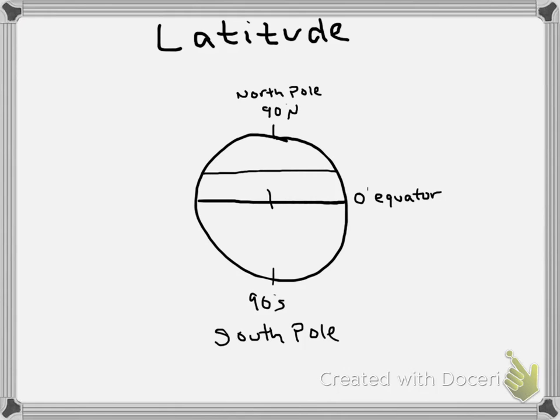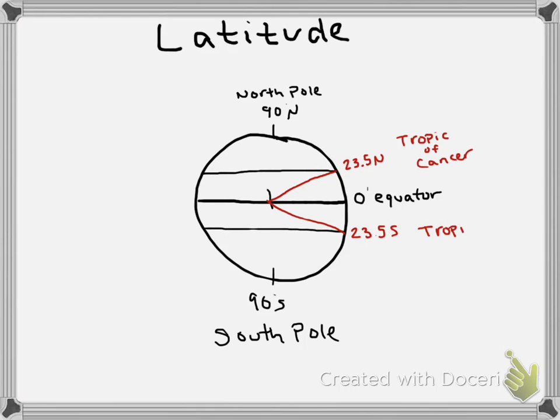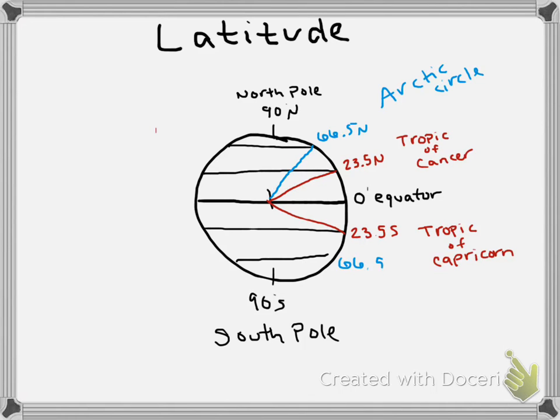If you were to draw a line stemming from the center of the Earth out to 23.5 degrees north, you'd have the Tropic of Cancer. And that's a famous line of latitude. And if you were to draw another line at 23.5 degrees south, you'd find the Tropic of Capricorn, another famous line of latitude. Two other famous lines of latitude are at 66.5 degrees north, the Arctic Circle, and 66.5 degrees south, the Antarctic Circle.